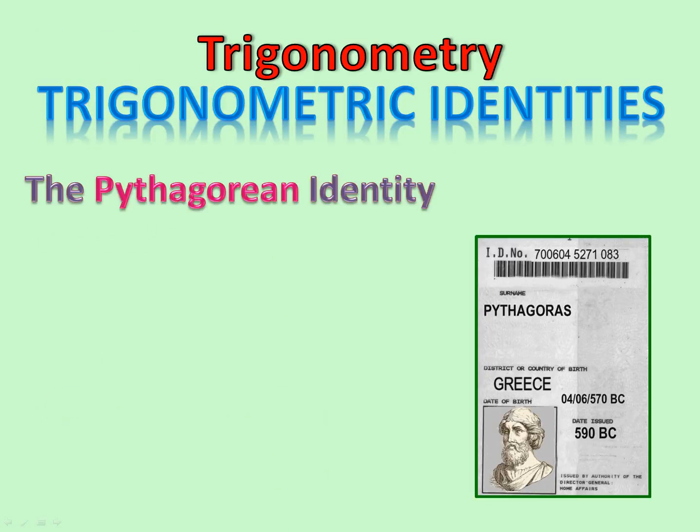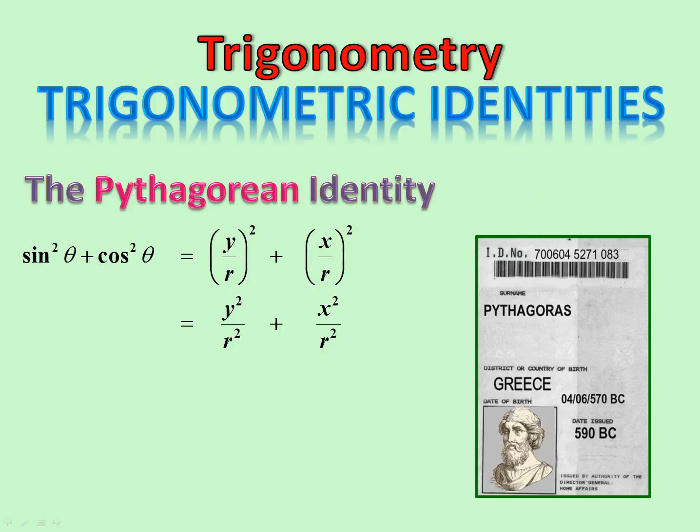Then we have the Pythagorean identity. Very important identity in trigonometric identities. If we take sine squared theta plus cos squared theta, well, if you remember, the definition of sine is y over r. The definition of cos is x over r. So we end up with y over r all squared, x over r all squared.